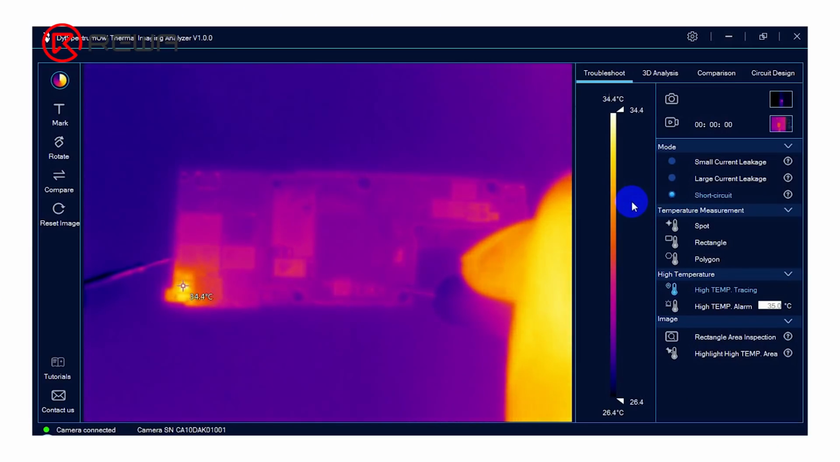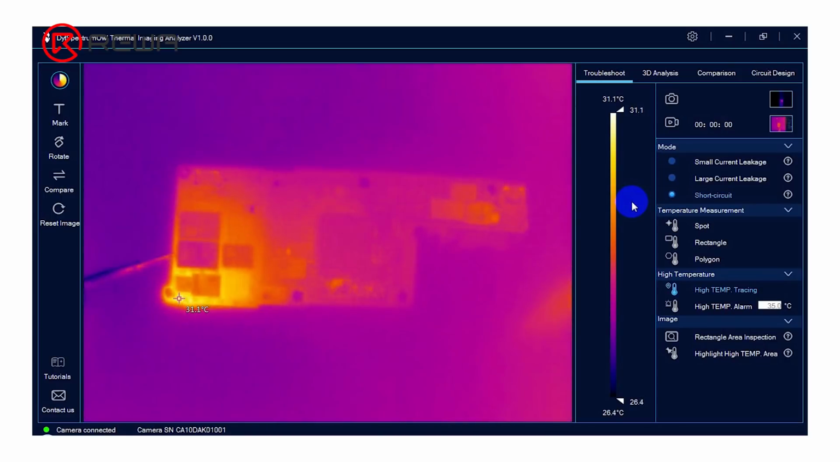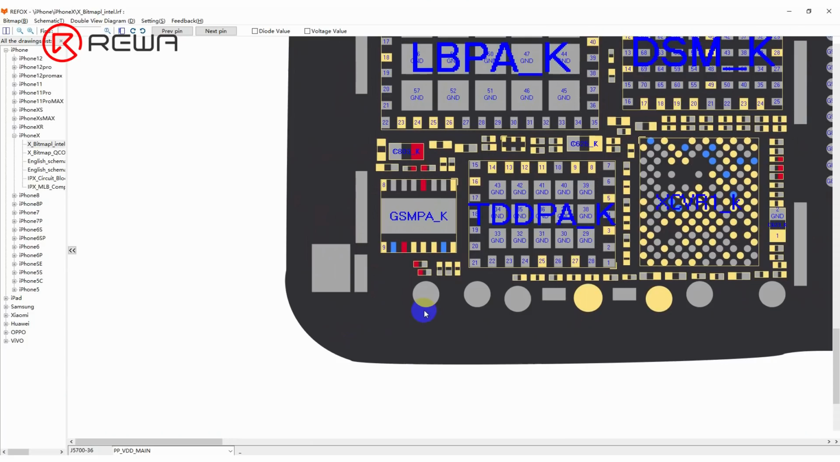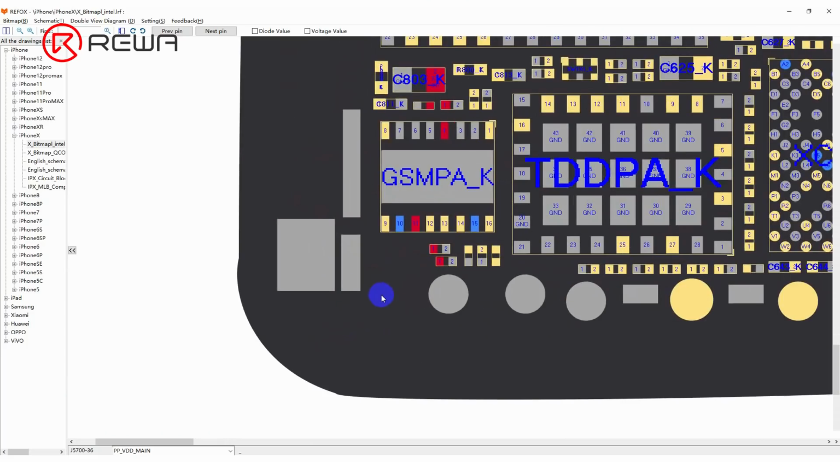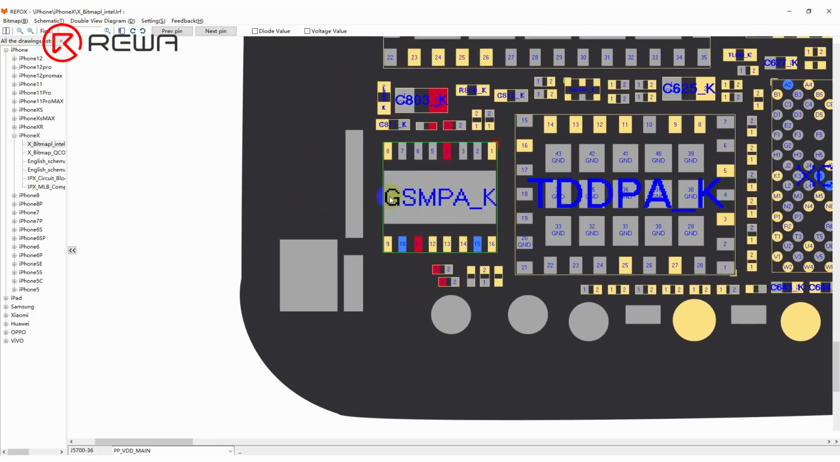Keep checking the card reader area with the thermal imager. The temperature of the card reader area shows significant change. Judging from the bitmap, the part that gets hot is the GSM. Then we need to replace the GSM.